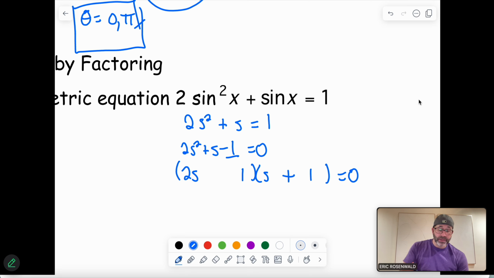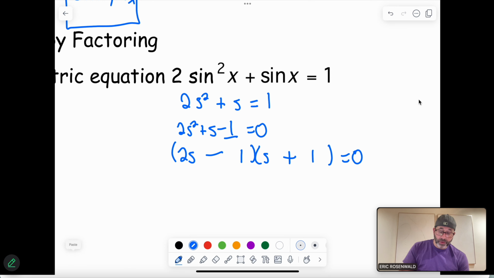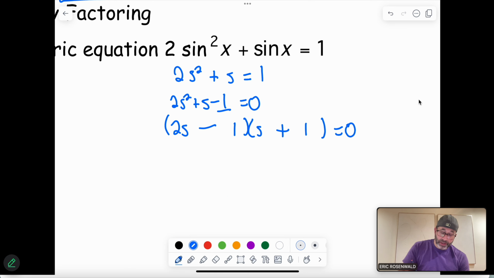One of them has to be positive and one of them has to be negative. I need to put a positive here and a negative here because this gives me a positive 2. And then multiplying this out, that's going to give me a negative 1. And 2 minus 1 gives me a positive 1. If we solve this, we're going to get s is equal to 1/2.